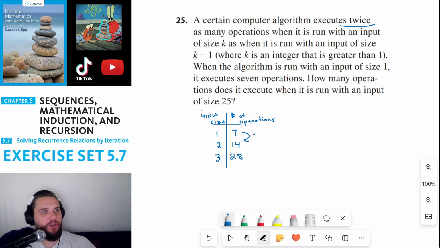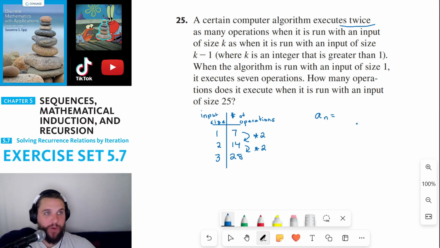Each time we increment the input size by 1, we're multiplying the number of operations by 2. And so there's this common factor here that we're multiplying by each time we increment the input size by 1, which means that this is a geometric sequence.